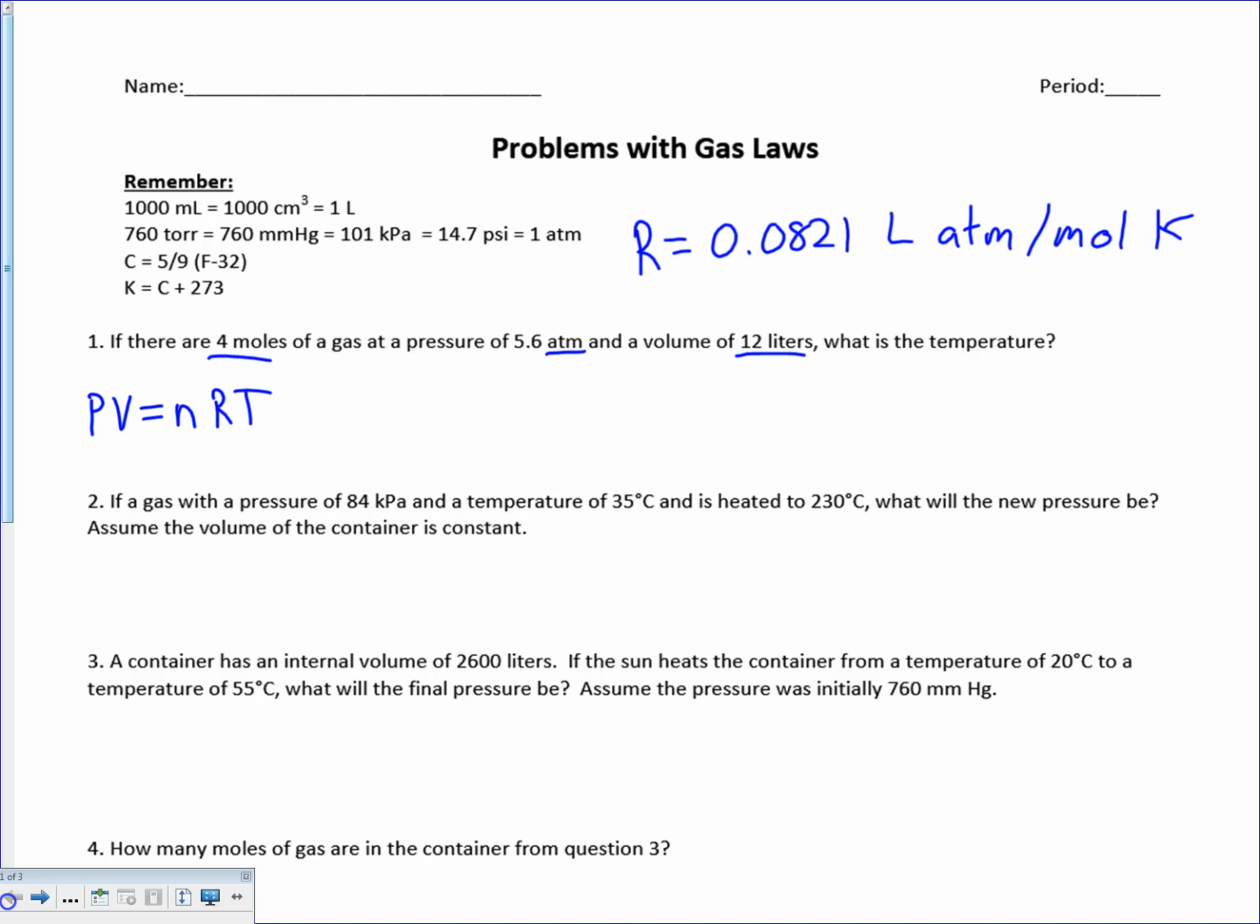So plugging things in here then, pressure 5.6, volume 12 liters equals number of moles is 4, R is always 0.0821. And then temperature is what we're trying to solve for. I'm not going to count for sig figs in this unit. I'm just going to round everything to 3 sig figs in the end. So that just keeps things simple, and that way you don't have to worry about all the sig figs with all the other complicated calculations and things like that you do. So you can go through and do the algebra here yourself. Solve for T. You get T equals 205 Kelvin.